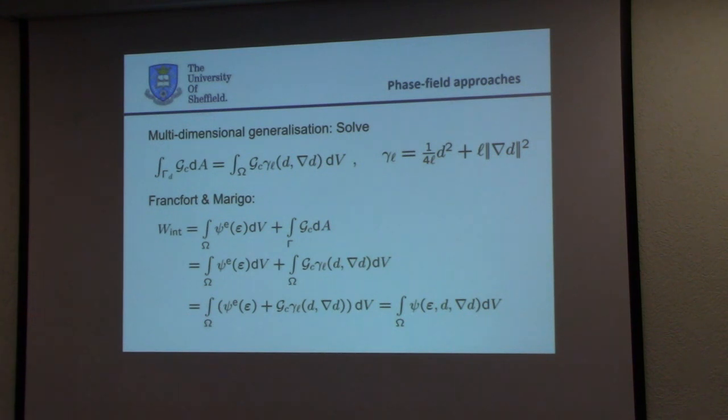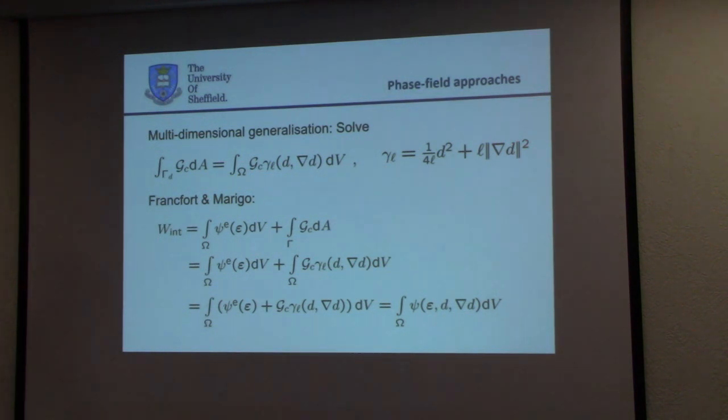Now, you can do that, of course, in one dimension, and you can do it in a multidimensional generalization. And then this becomes the same, but now here we have the multidimensional gradient operator, which we square.